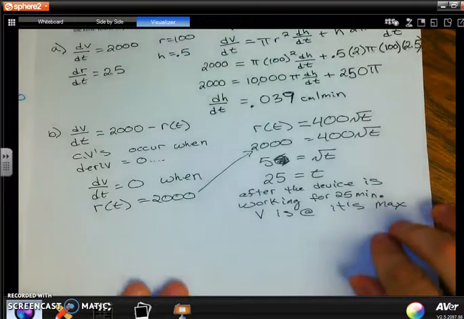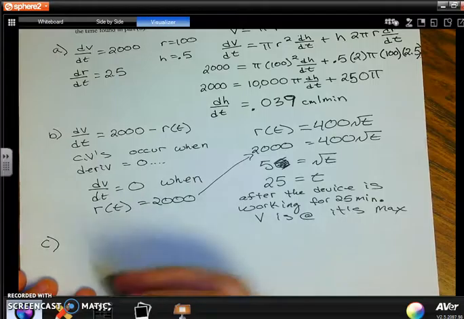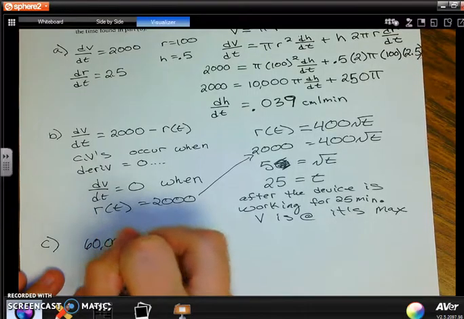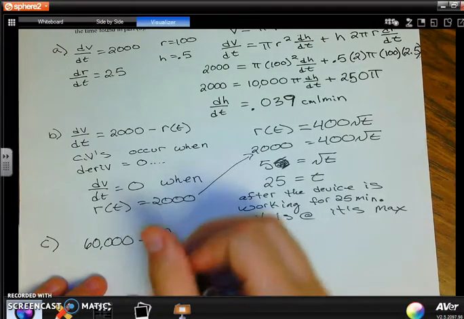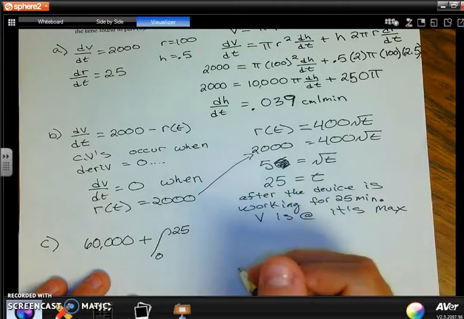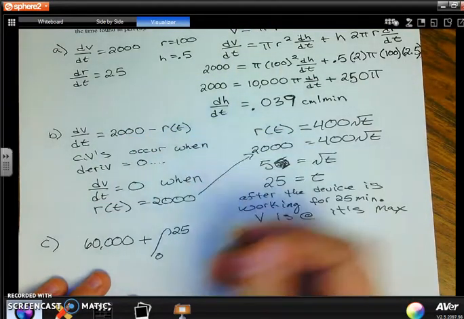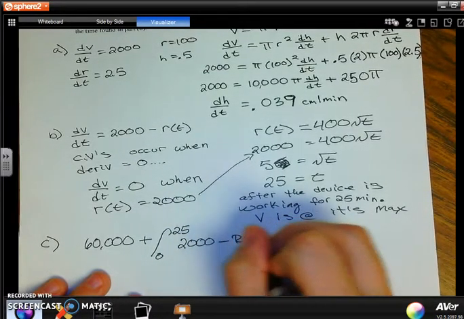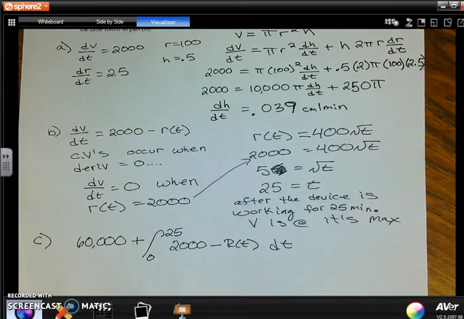Okay. Now, remember, the part that people forget is that you always need to make sure you're taking into account that initial value. So the initial value is going to be that 60,000, plus, right, all the stuff that was there. So from 0 to 25 minutes, because we said that our T from part B was 25, and we need to integrate 2000 minus R of T, with respect to T. It said set up and don't evaluate, so we can leave it like that.